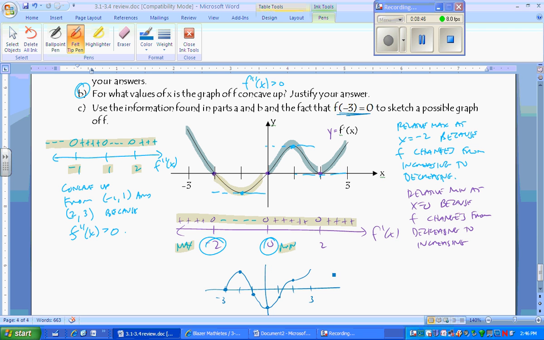So that's what our graph should look like. That's the graph of y equals f of x, our original function. It looks like that. That's what its derivative looks like.